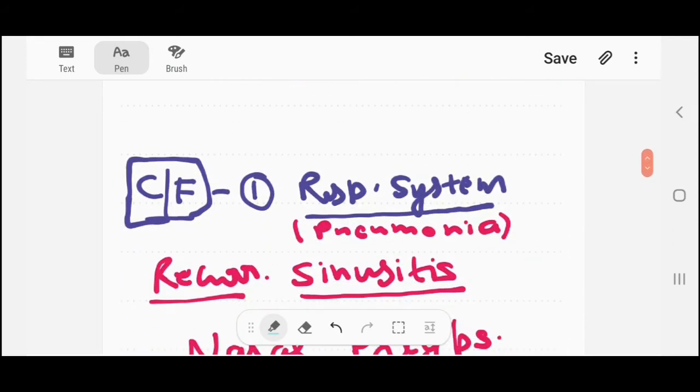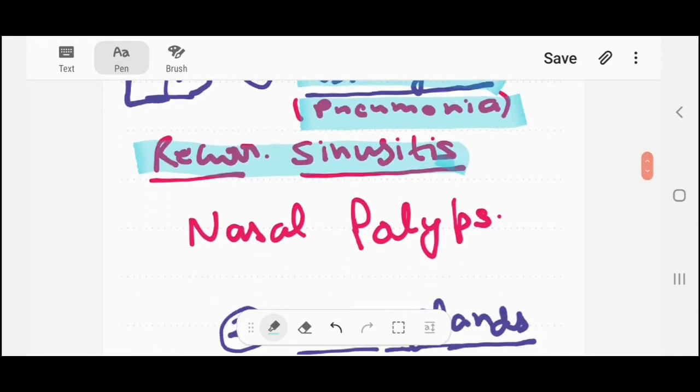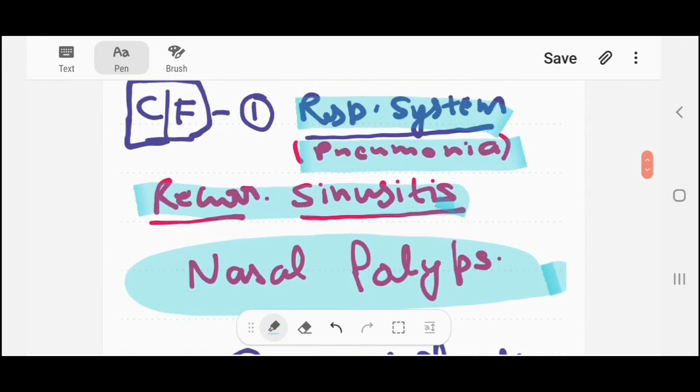Now coming to the next, what are the different clinical features? Various systems are involved in cystic fibrosis. First of all, the respiratory system. In the respiratory system, it will cause pneumonia, recurrent sinusitis infection, and there can be a possibility of nasal polyp formation also. So these are three different clinical features of cystic fibrosis affecting the respiratory system.